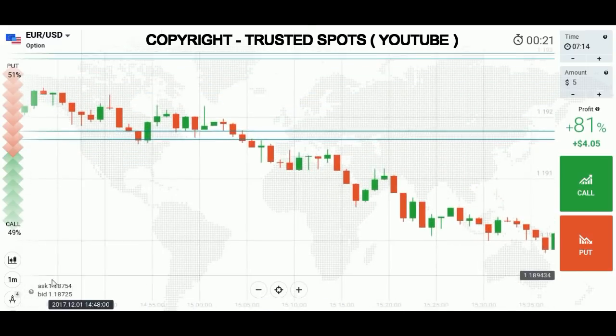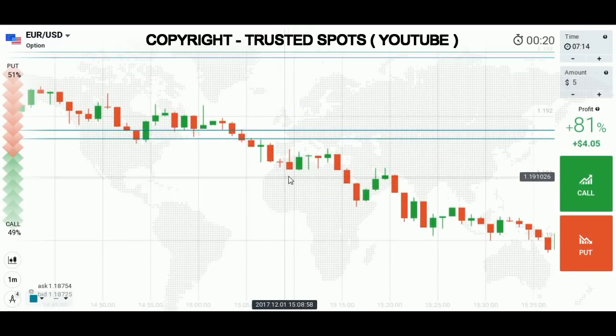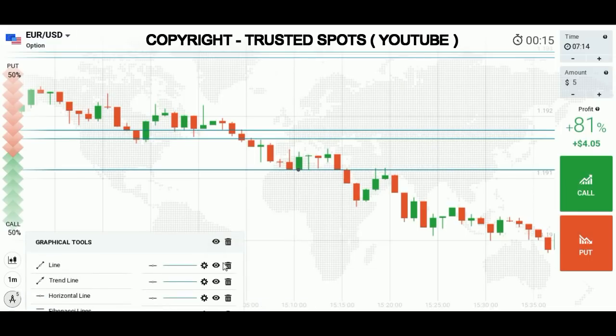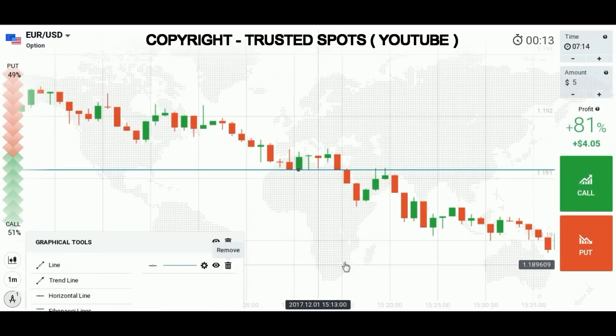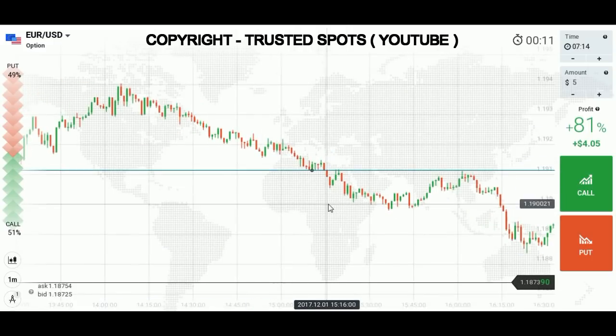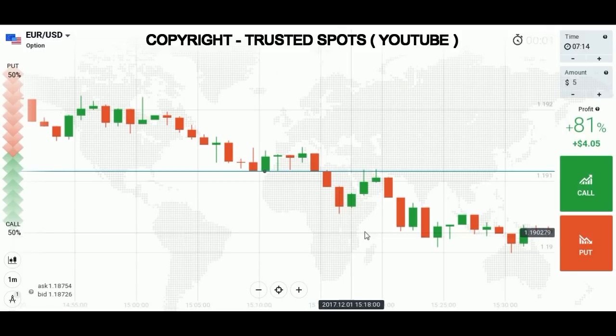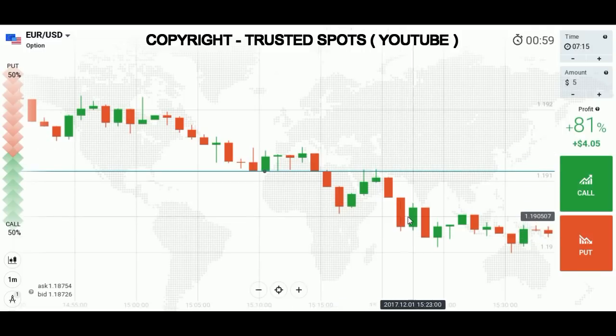Suppose this was a support level. This was a support. It is a downtrend. This was a support. It has been crossed. So now this will be a resistance. But to be sure, you need to find an evidence. And where is the evidence? This is an evidence. The market reverses from this level.